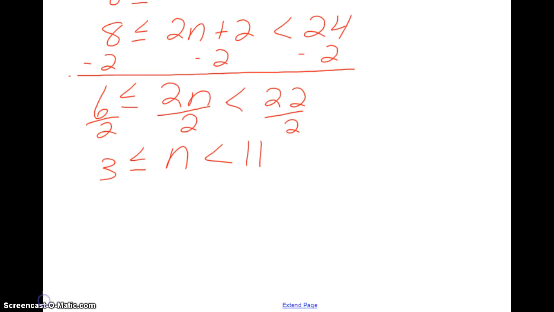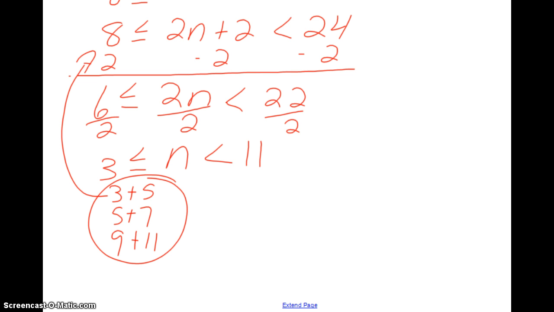Now, in the problem, it asks you, though, what consecutive odd numbers? Well, numbers that are between 3 and 11, but it can be 3. So 3 plus 5, remember, it had to be less than or equal to 8. So 3 plus 5 is less than or equal to 8, and then 5 plus 7, and then 9 plus 11. But I can't go to the next one because then it gives me exactly 24, but I need it to be strictly less than 24. So these are your combinations. Now, if you just wrote this part as your answer, that's fine. You didn't need the other part.